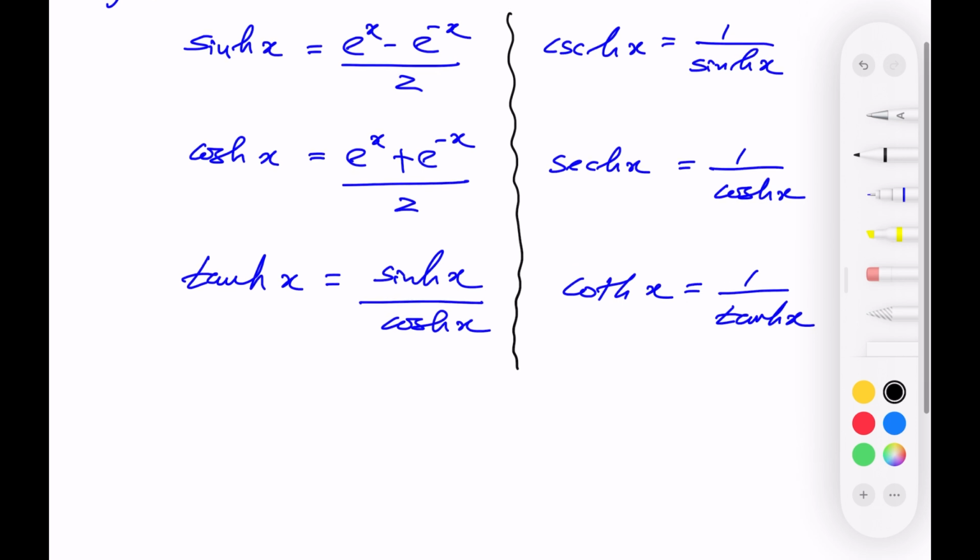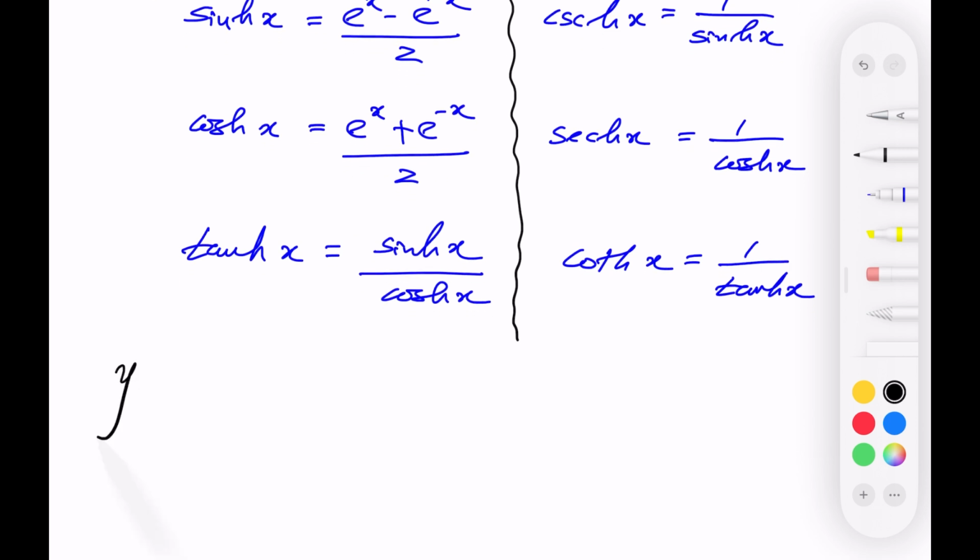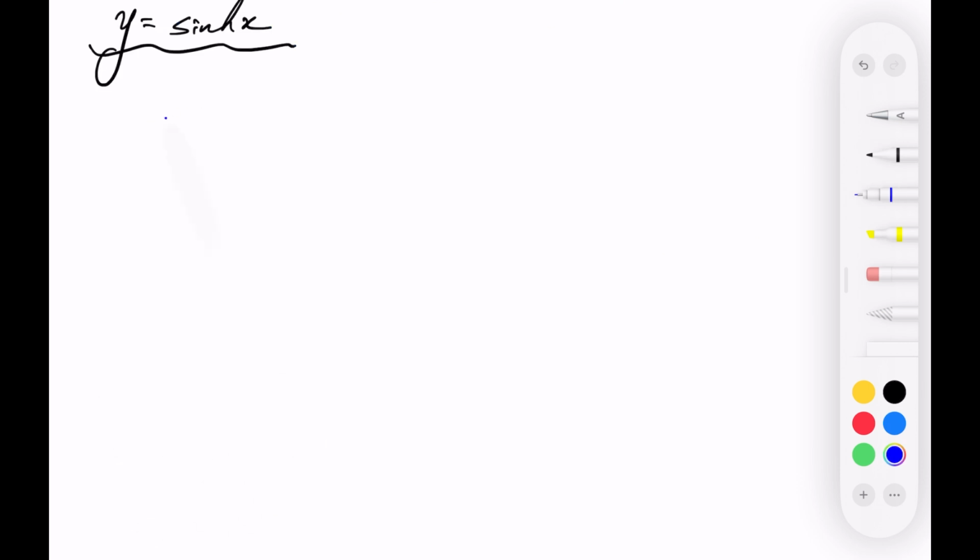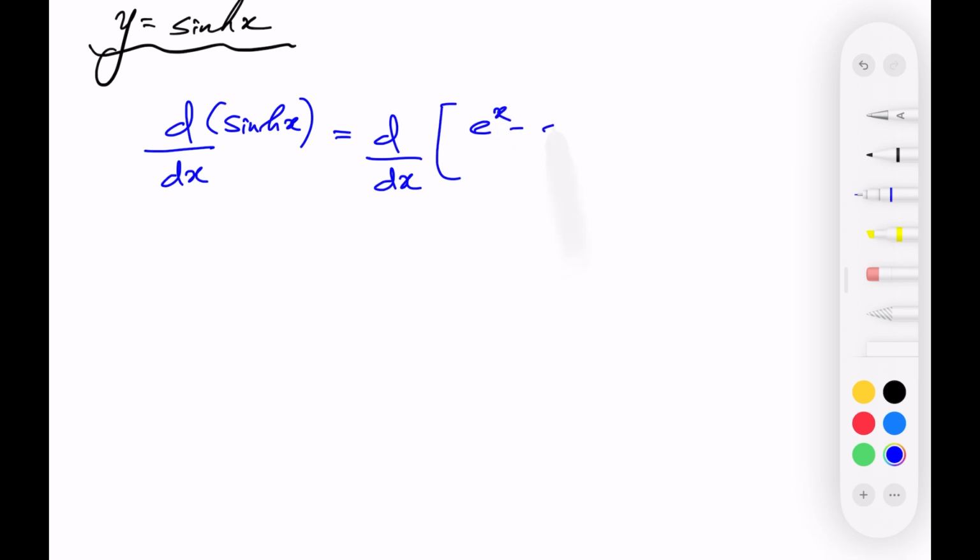So first we will do the differentiation of sinh x. Y equals sinh x. We need to differentiate this function. We need d by dx sinh x. We can simply differentiate sinh x by writing down the definition of sinh x, which is e to the x minus e to the negative x, all of that's divided by 2. The 2 in the denominator is a constant, therefore I can factor that out as a 1/2, and then I simply need to differentiate the numerator.